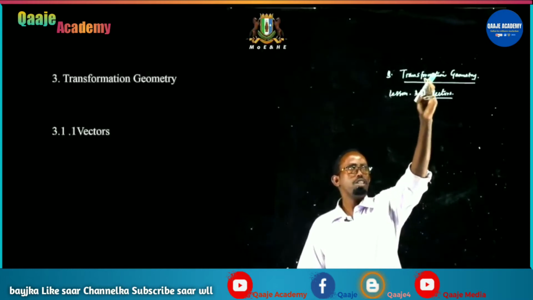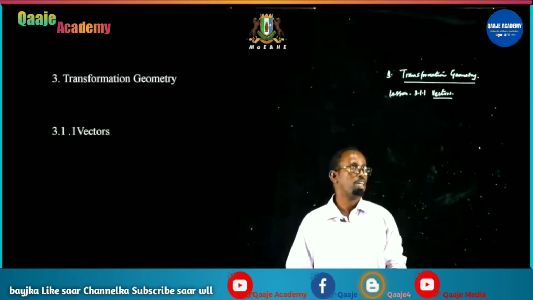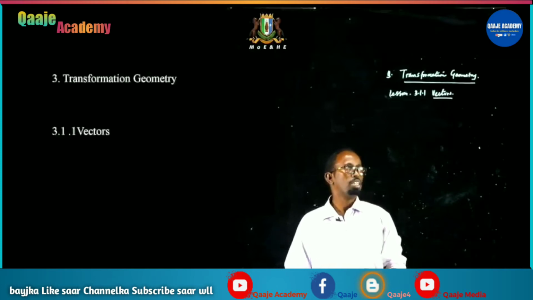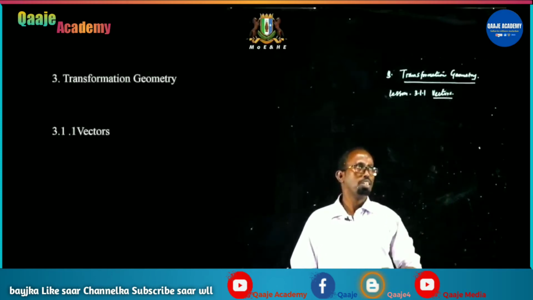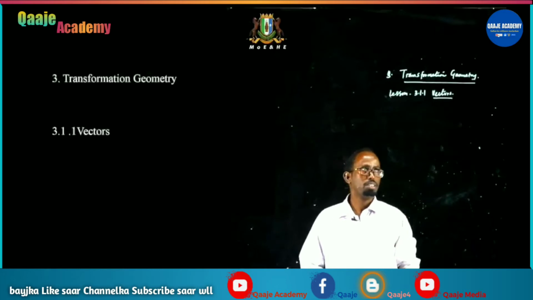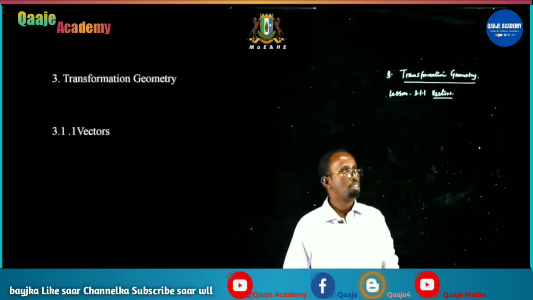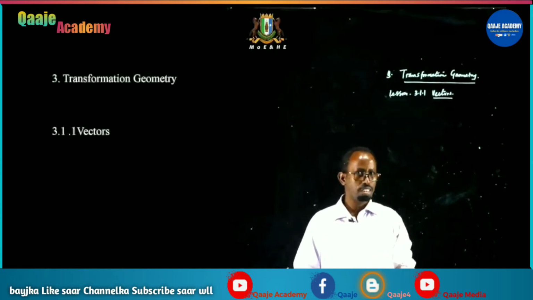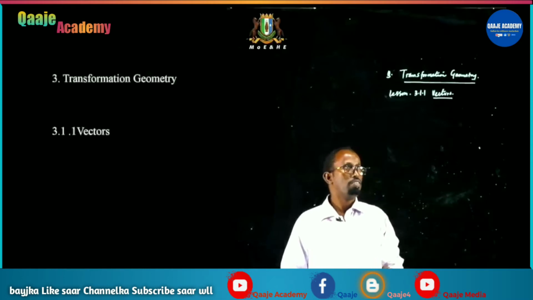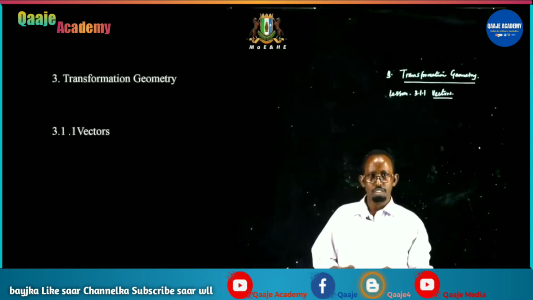Transformation is changing the position, size and shape of an object, whereby geometry is a branch of maths that studies angles, lines, surfaces and solids. Now vectors, the first topic.